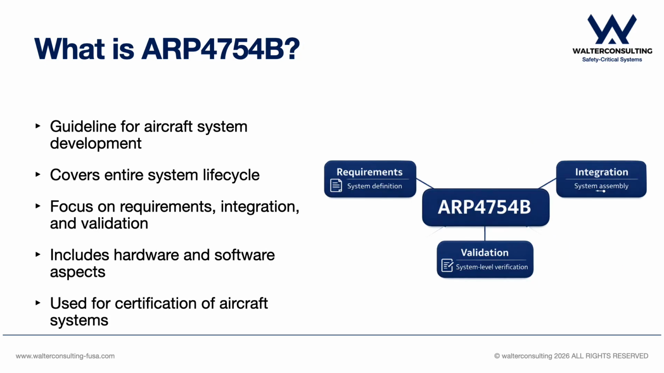So what is ARP4754B? ARP4754B is a guideline for the development of aircraft systems. It covers the entire system lifecycle, from initial requirements to integration and final validation. Unlike software-focused standards, it looks at the complete system. This includes both hardware and software, as well as their interaction. The focus is on ensuring that the system behaves correctly in its intended environment.